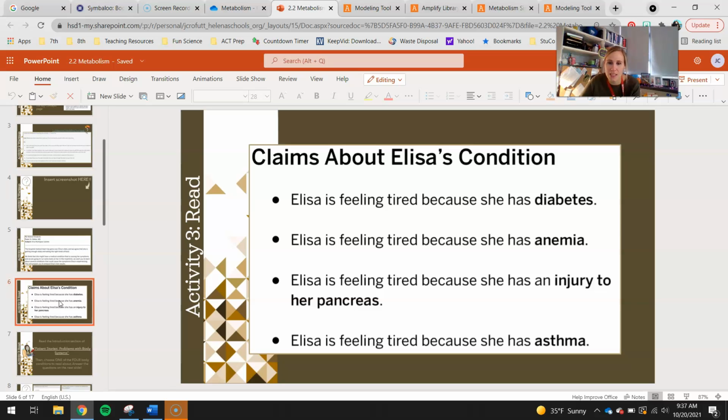And Elisa is feeling tired because she has an injury to her pancreas, or Elisa is feeling tired because she has asthma. So you've probably heard about most of these conditions. You might know someone who has something like diabetes or asthma, or maybe you have that yourself and really know a lot about it. I would encourage you in that situation to pick something that you don't know a lot about.